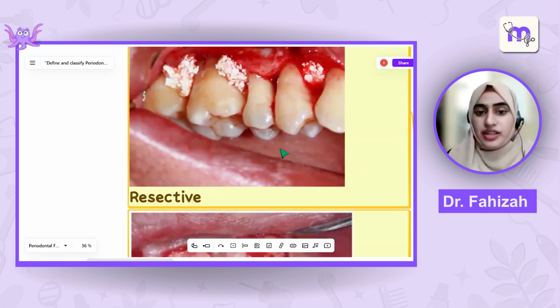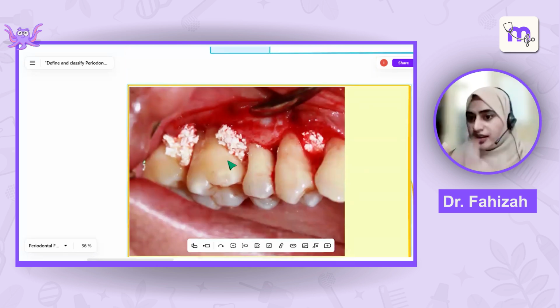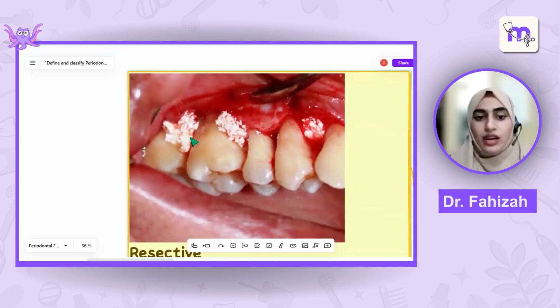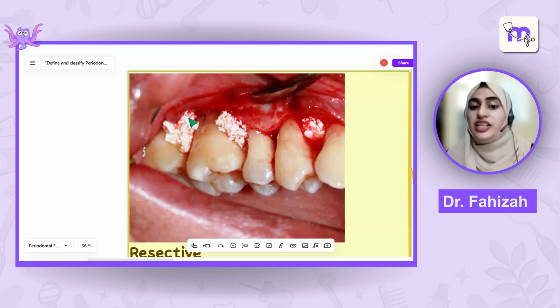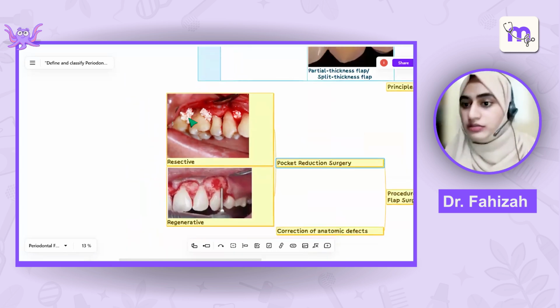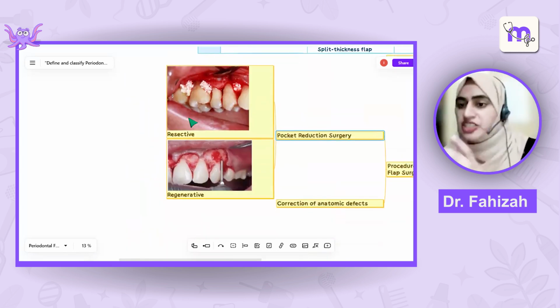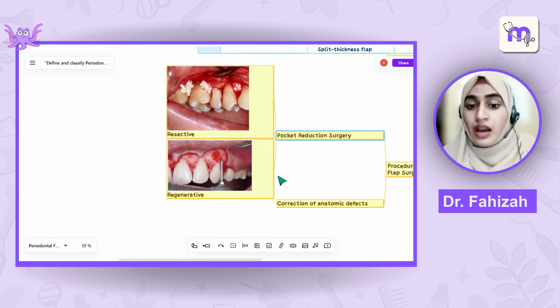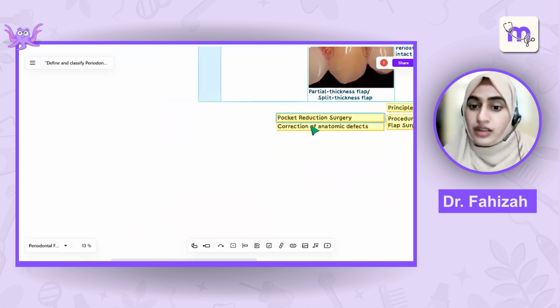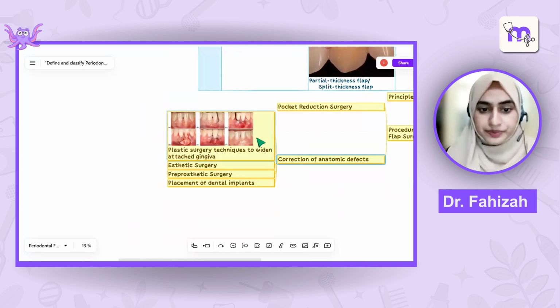And then comes your regenerative surgery. Sorry, there's a mistake in the writing over there. So here, when you add bone grafts or any other graft in your recession areas, when you're applying a connective tissue graft or epithelial grafts, all those come under the regenerative part of the surgery, or which comes under the flap surgery. What and all comes under correction of anatomic defects?